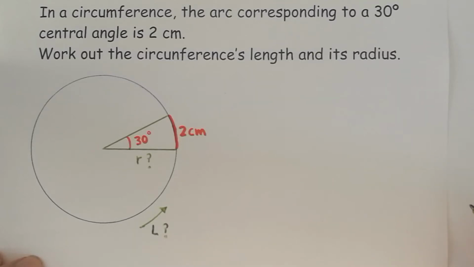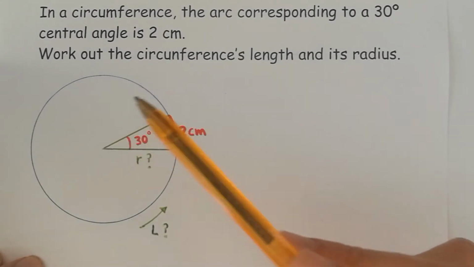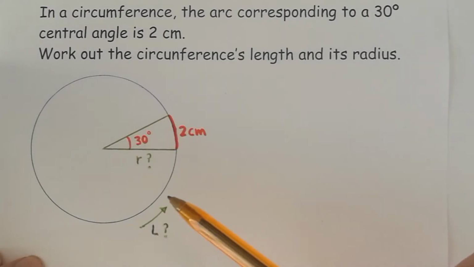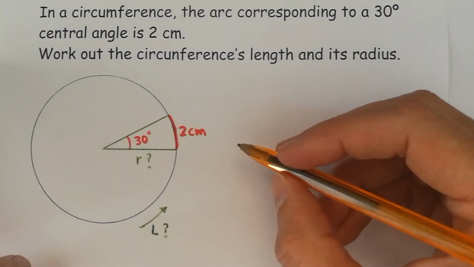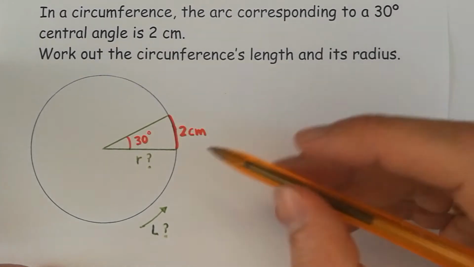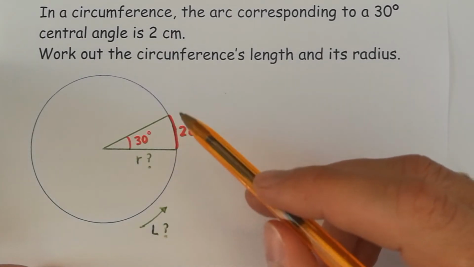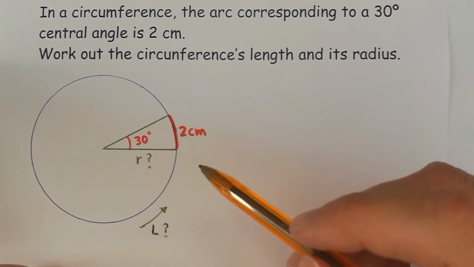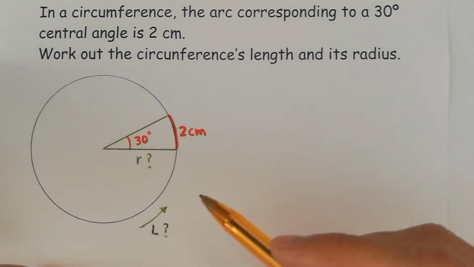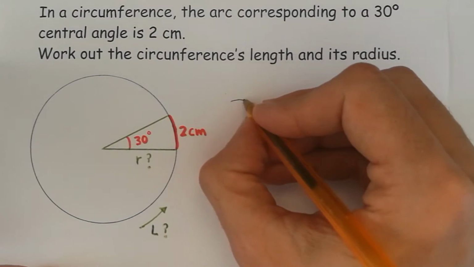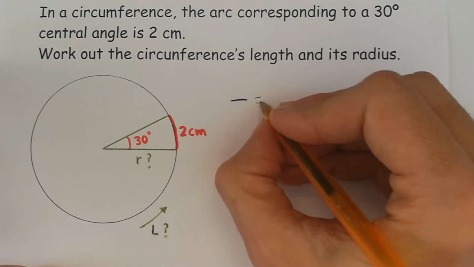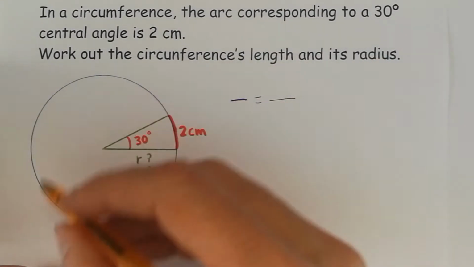On a circumference, the arc corresponding to a 30 degrees central angle is 2 centimeters. Work out the circumference length and its radius. Well, in this problem, we can see that there is no need to know the formula for the arc of a circumference, because here you can set a proportion between the angles and the lengths.